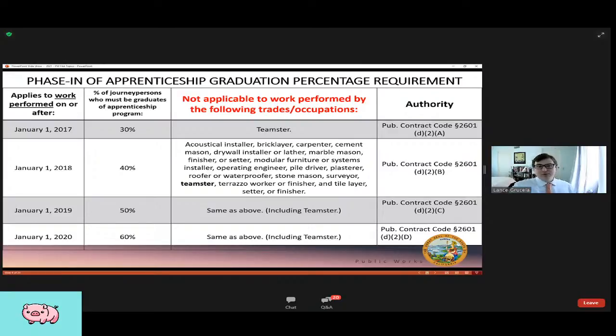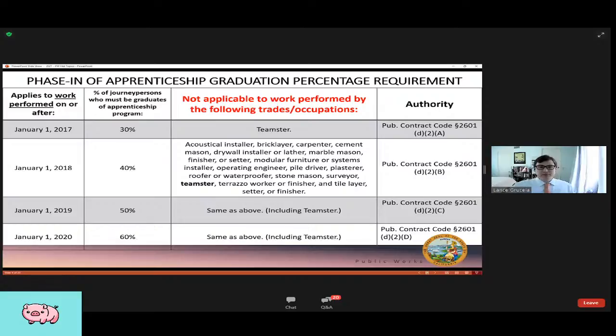Because what happened is after January 1st, 2017, they were all at 30% except Teamster. And then January 1st, 2018, it ratcheted up to 40% except Teamster, still with no graduation percentage requirement. And all of these crafts listed here were frozen at 30%. I usually use electrician and carpenter as the two examples because they're ubiquitous and illustrate this well. For example, if it's June of 2017 and I'm employing carpenters and electricians, 30% or more of the skilled journey persons that I employ have to be graduates of an apprenticeship program in order for me to meet the skilled and trained workforce requirements.